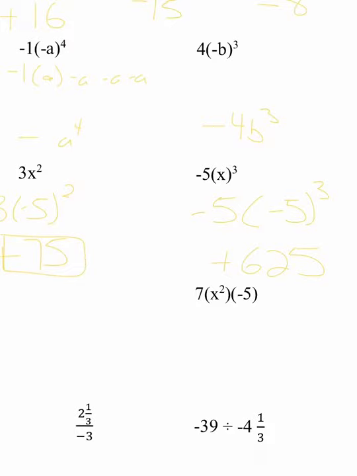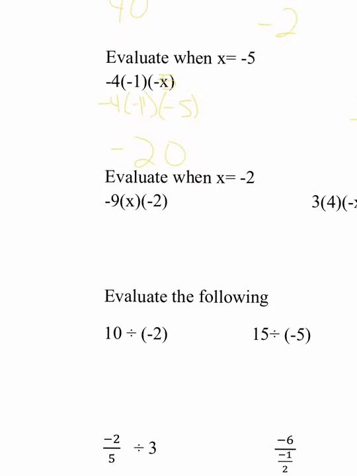Alright. Moving on. Now we're evaluating with negative 2. So we have negative 9 times negative 2 times negative 2. So there's 3 negatives, so it's a negative. 9 times 2 is 18. 18 times 2 is 36.